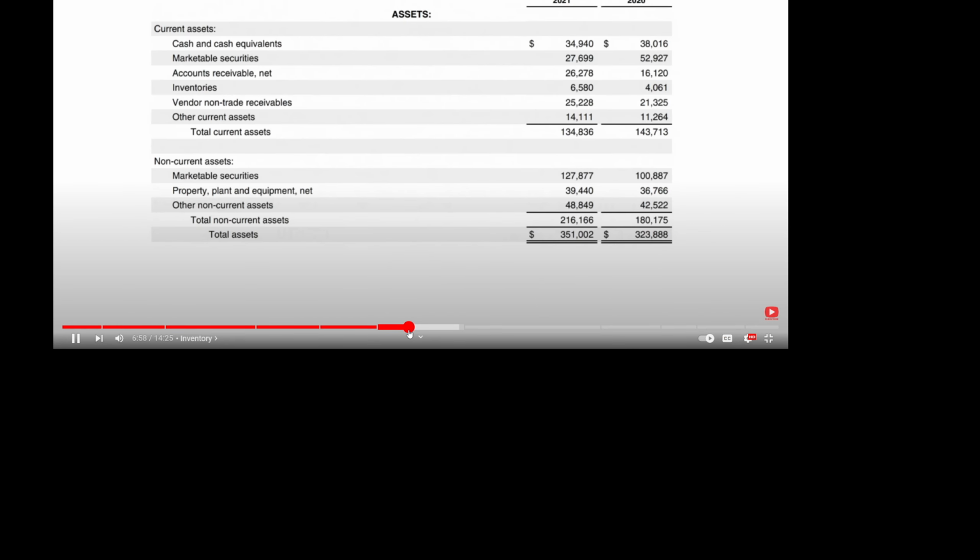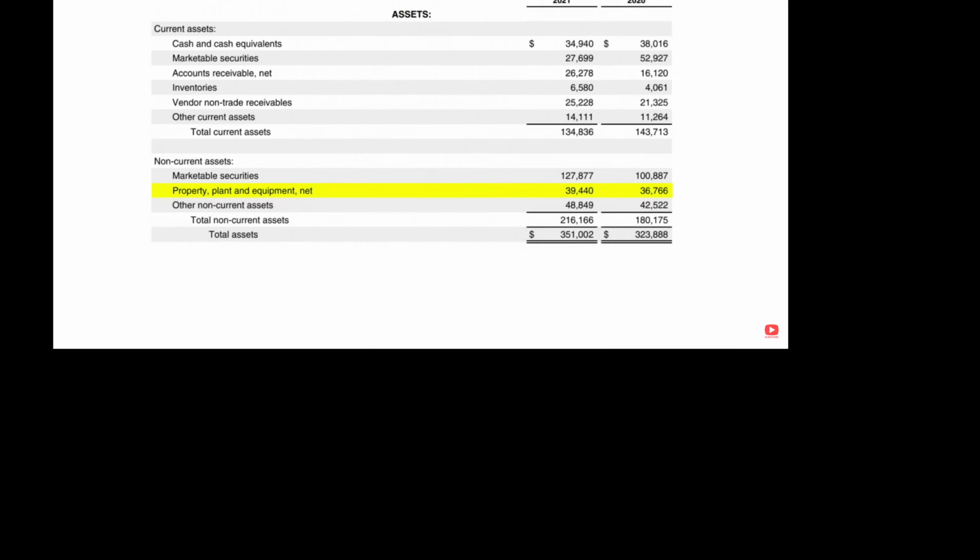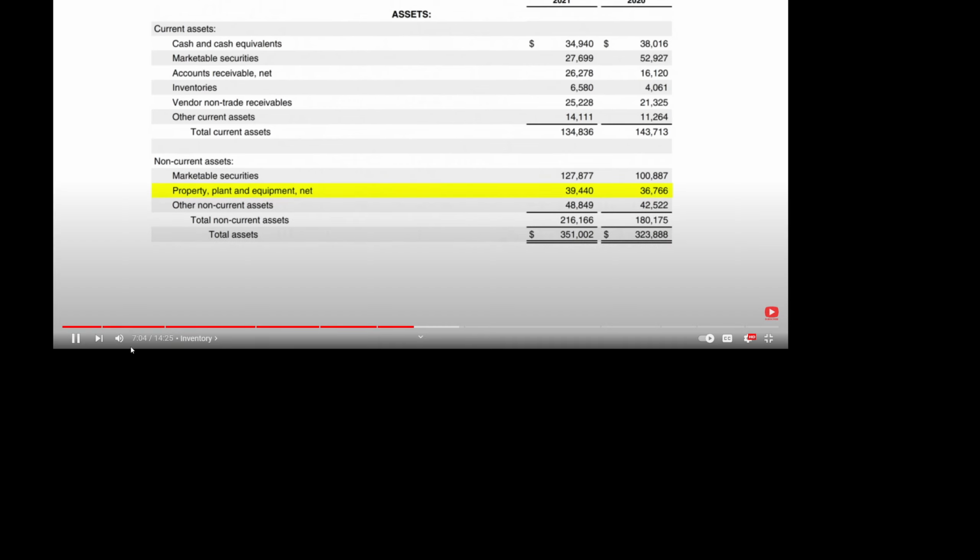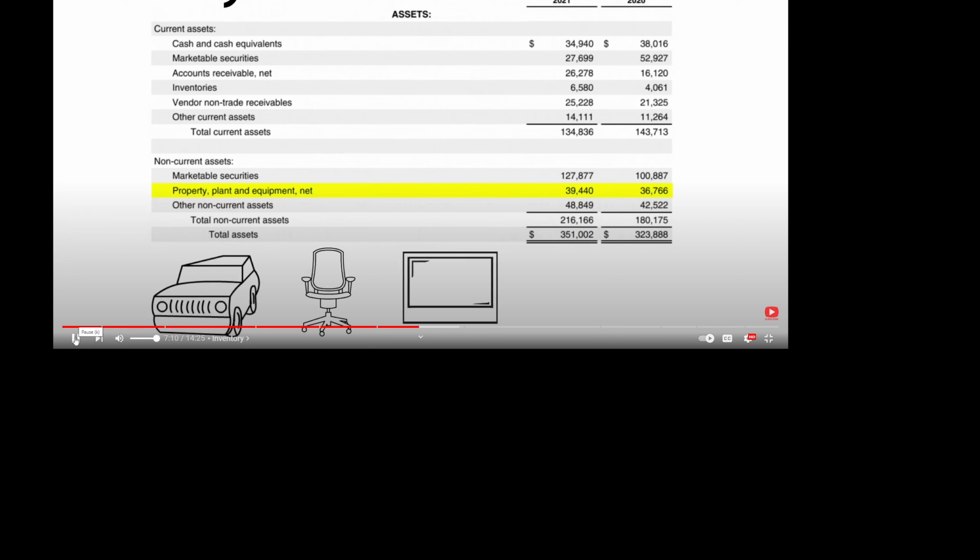The next line is titled Property, Plant, and Equipment. Property, plant, and equipment, or PP&E for short, are physical assets that a company owns that typically have a life of longer than 1 year. This can include things like vehicles, furniture, computers, machinery, buildings, or land. For Apple, an example of this would be its $5 billion headquarters that it built called Apple Park.